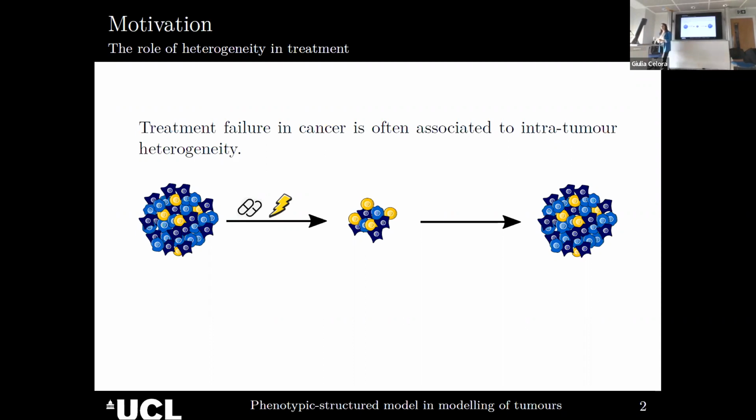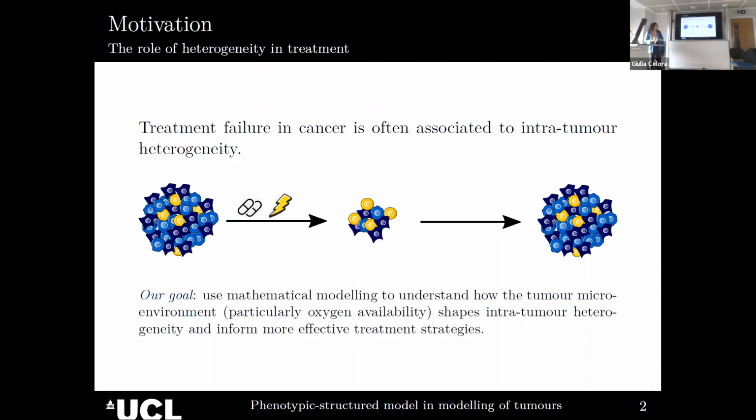that then will eventually drive recurrence. And so our general goal, and my general goal during the PhD, was to use mathematical modeling to understand how the microenvironment, so basically the physical cues such as particularly oxygen availability that cells experience in the tumor, shapes intra-tumour heterogeneity, because by understanding the forces that are driving intra-tumour heterogeneity, we can understand how to control them also in a clinical setting. So when we apply treatment.